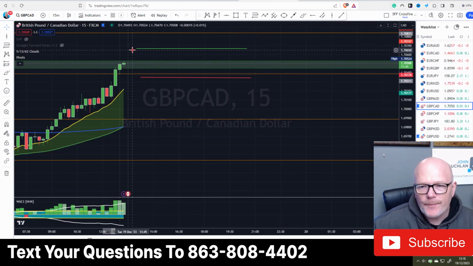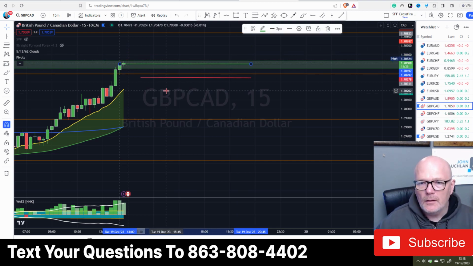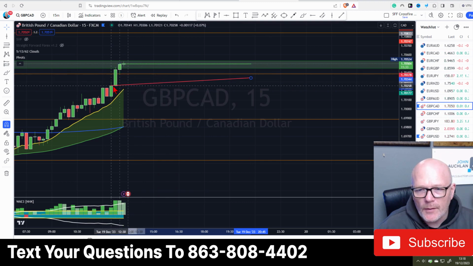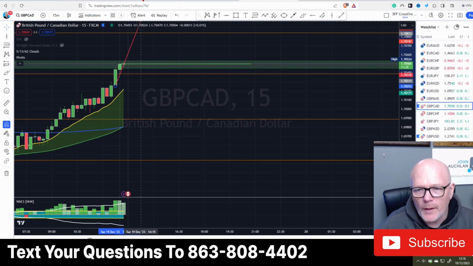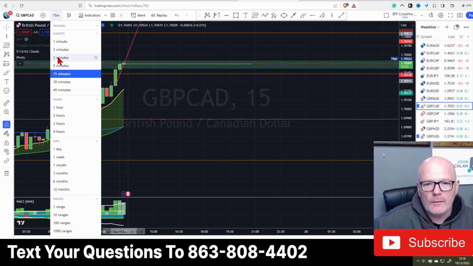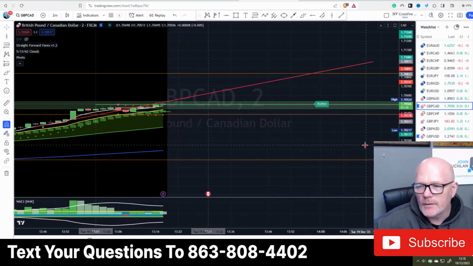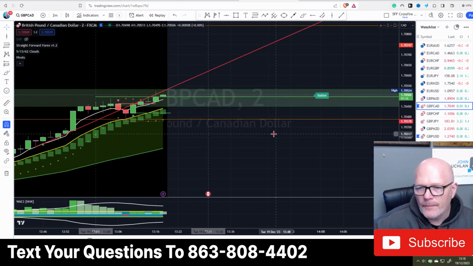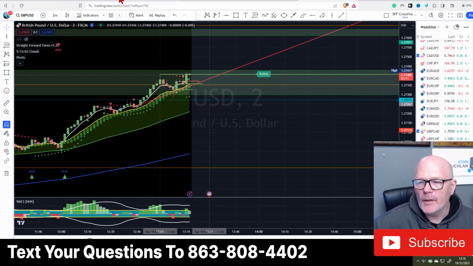GBP CAD, similar situation. The magnet tool goes on. We'll put this level, horizontal, whatever you want to call it, it's all the same thing. The lower low is here, and the bottom of the wick is just there. Okay, there we go. Put it on a 2 minute time frame. Put the Straightforward on. Make it a bit bigger so we can see it. There we go. Good. Right, GBP USD is on.